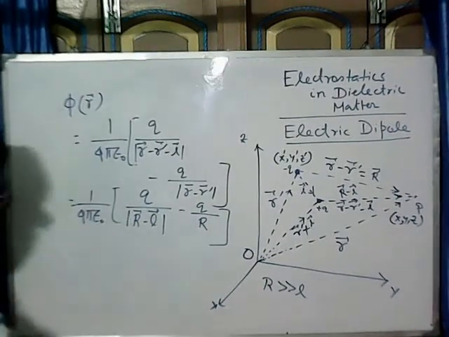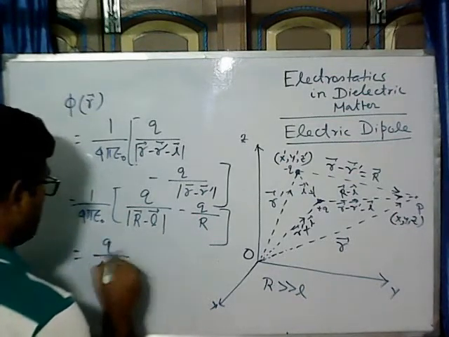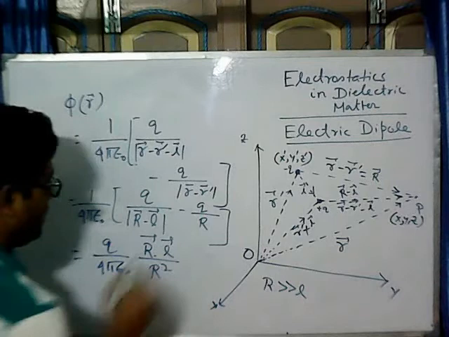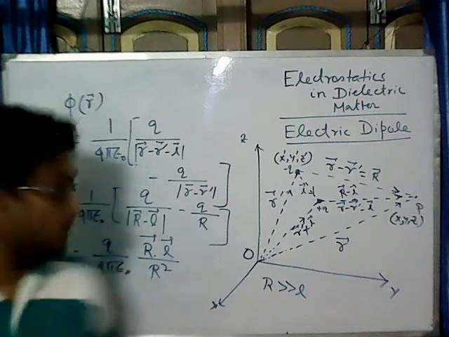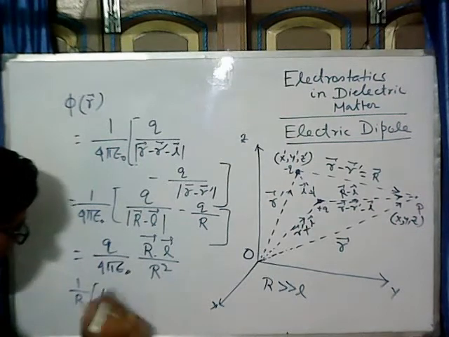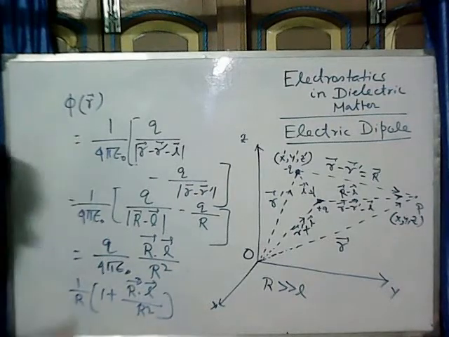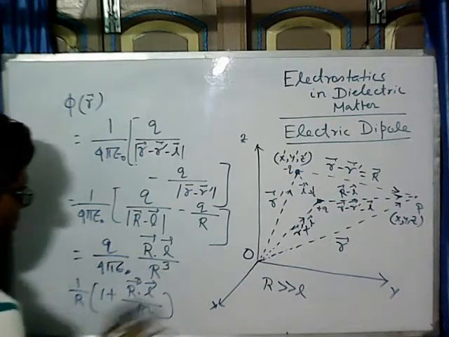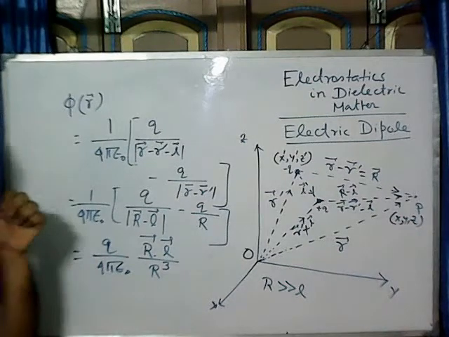So the final form we get is 1 by 4 pi epsilon naught, there will be a q and r dot L by r square. So this is the potential due to the electric dipole. Oh, sorry, one R was there. So the form was 1 by R plus this. When you multiply it with 1 by R, it becomes 1 by R cube. So this is the potential for this electric dipole.